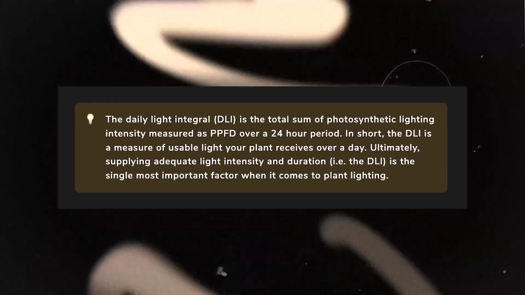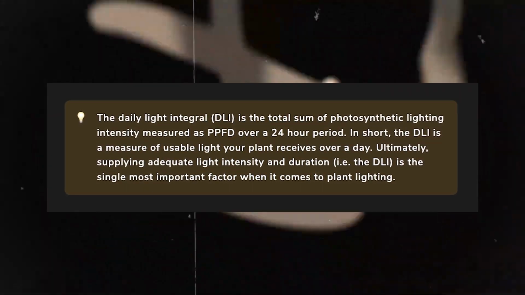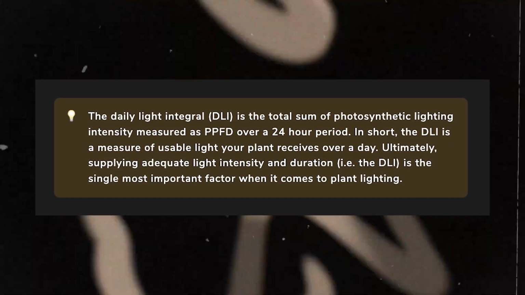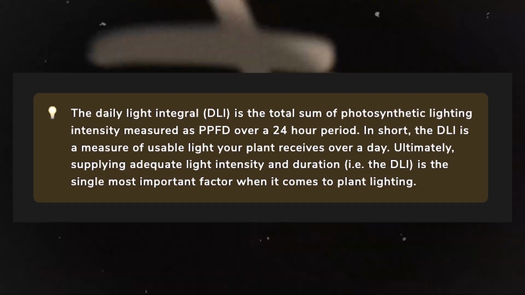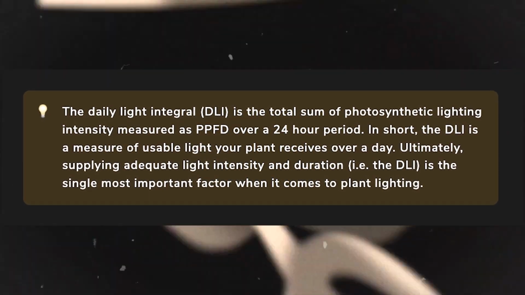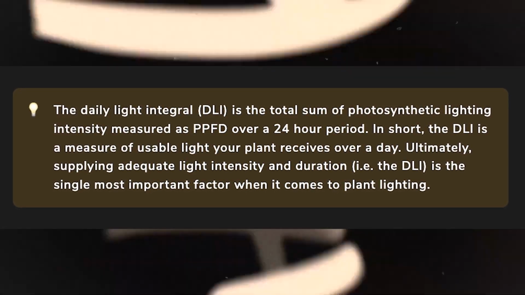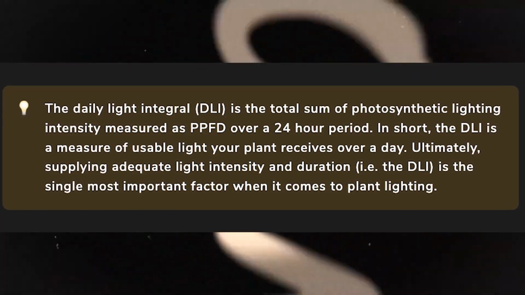But the DLI, or the daily light integral, is the total sum of photosynthetic lighting intensity measured as PPFD over a 24-hour period. In short, the DLI is a measure of usable light that your plant receives over a day, ultimately supplying adequate light intensity and duration, i.e. the DLI. That is the single most important factor when it comes to lighting.